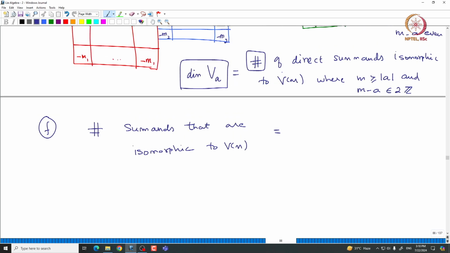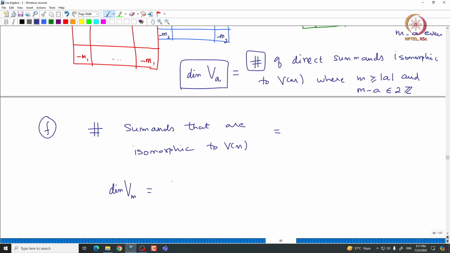Now if you go with this formula, you can easily see that the dimension of Vm indeed captures something very close to that number. Okay. So, let us look at the dimension of Vm. What is it? It is the number of direct summands isomorphic to Vm, where m greater than or equal to mod A is already satisfied.